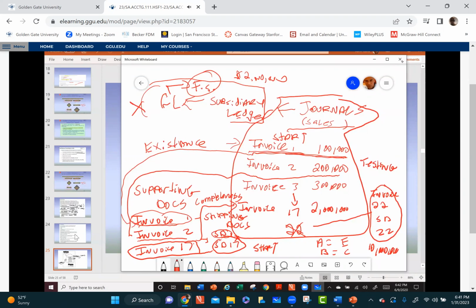Okay. Now, of these two assertions that we've talked about right here, which one is more scary to you? Existence or completeness? When I say scary, from the standpoint of one of these contributing to your risk of material misstatement.